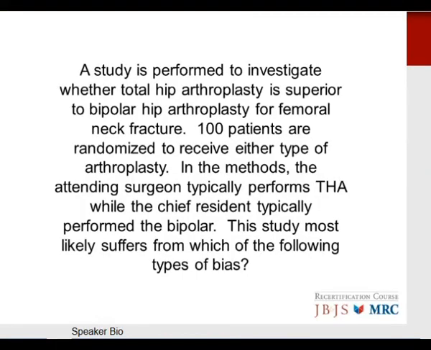A study is performed to investigate whether total hip arthroplasty is superior to bipolar hip arthroplasty for femoral neck fracture. 100 patients are randomized to receive either type of arthroplasty. In the methods, the attending surgeon typically performs the total hip, while the chief resident typically performed the bipolar. This study most likely suffers from which of the following types of bias?